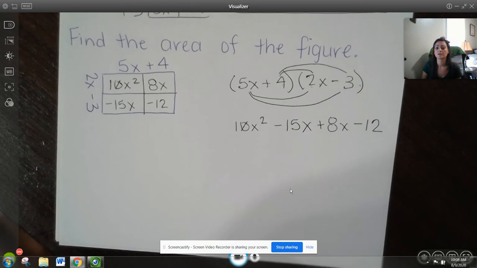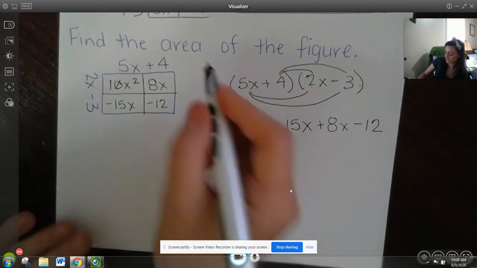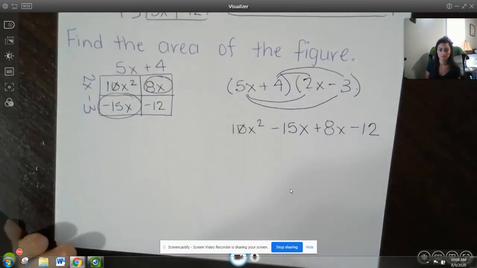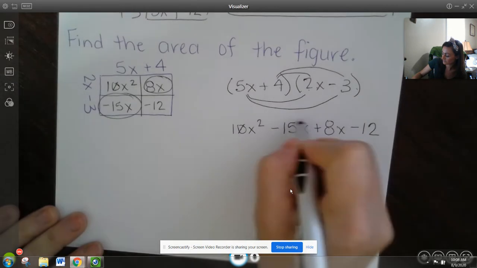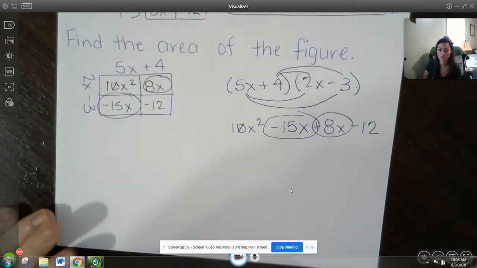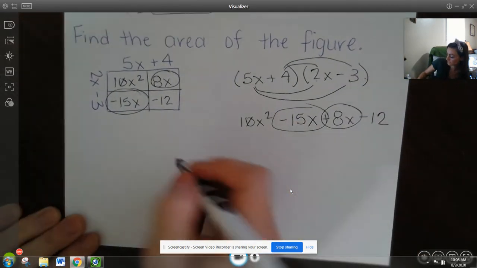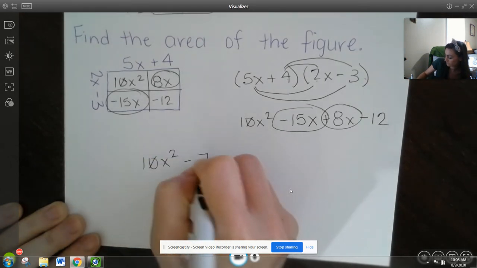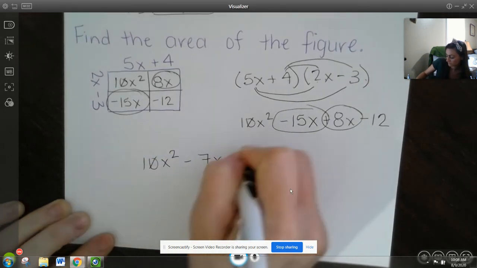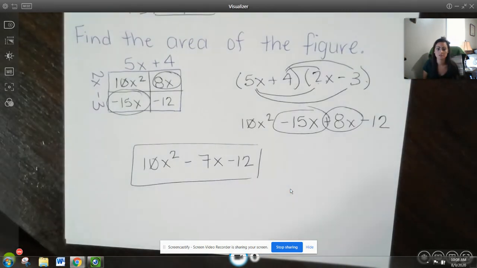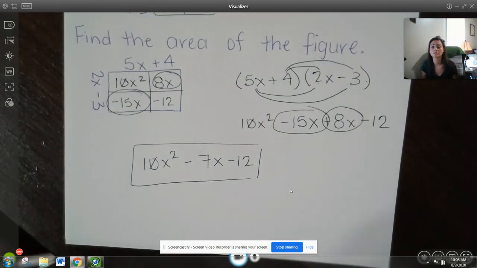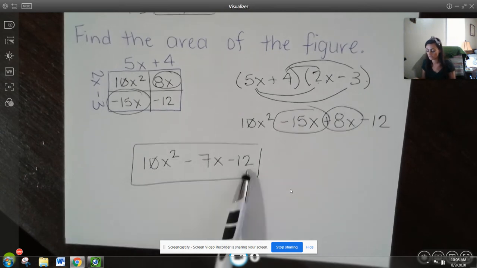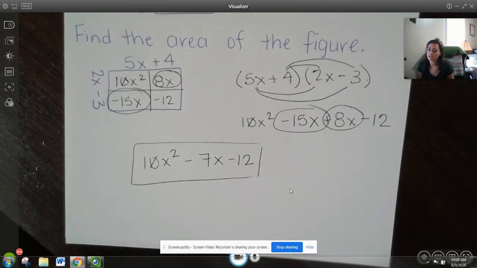So at this point, I am going to combine like terms. The only thing I have, regardless of which way you chose to multiply, is those two linear terms. So my resulting polynomial is actually a trinomial in this case because there are 3 terms. It is quadratic because the highest exponent is 2.